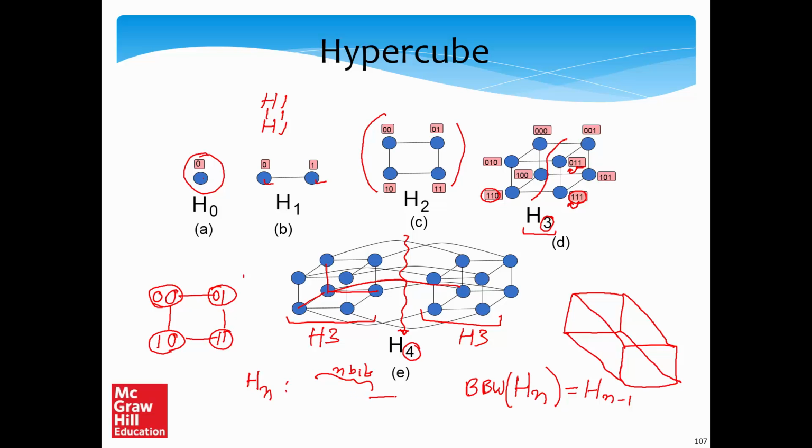So if I traverse one link, it means that one of these bits changes. So the maximum number of bits that can change is n, and this means that the maximum number of links that I can traverse is also n, and thus the diameter is equal to n, right?